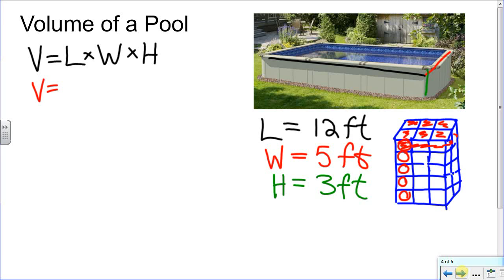We said our length was 12 feet. We said our width was 5 feet. We gave our height as 3 feet. Now we can multiply these in any order we want, and that's called the commutative property of multiplication. As long as we multiply them all together, we'll get the same answer. But let's just multiply those first two and find out what is the area at the bottom of that pool. What is the area there that we get by multiplying length and width?